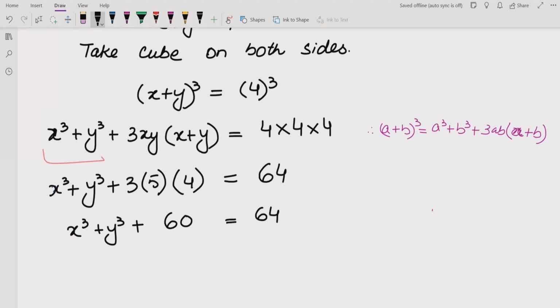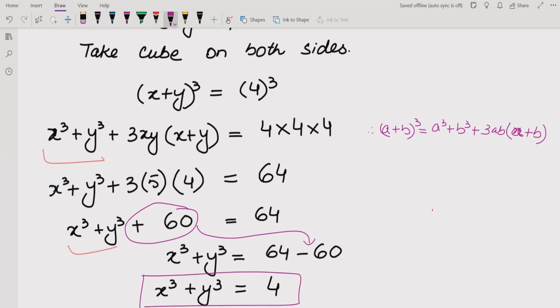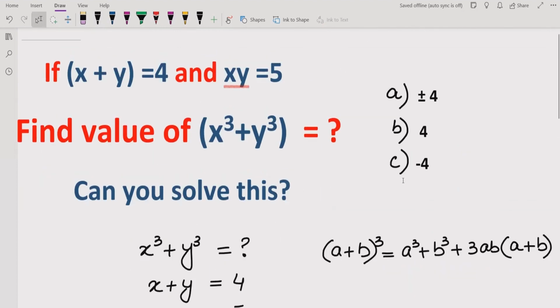Now we have to find this. So we write x cube plus y cube, and we shift this number to the other side, so we write minus 60. After solving this, we will get the answer 4. So the correct answer of this expression is 4, which is option B.